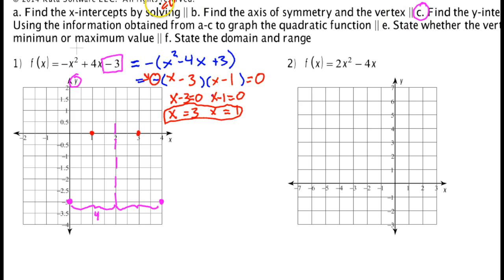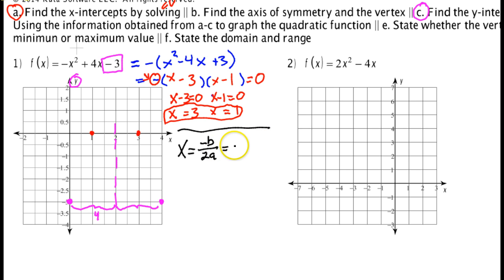And so right now I've done A, and I've done C. I've kind of done the axis of symmetry. That's this dotted line. I know it's at 2. Let me show you the formula, though. So to calculate this axis of symmetry, you're going to do -b over 2a.